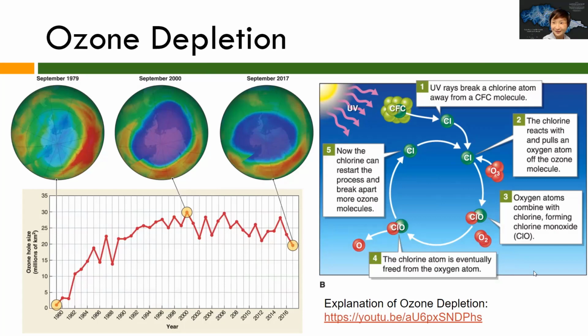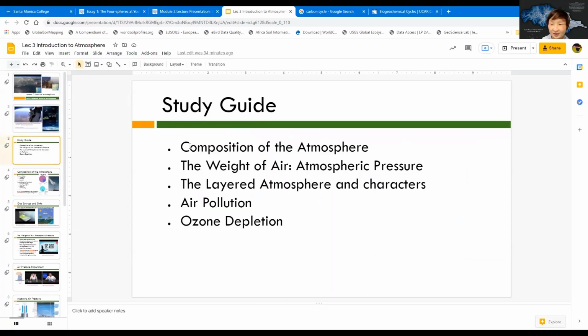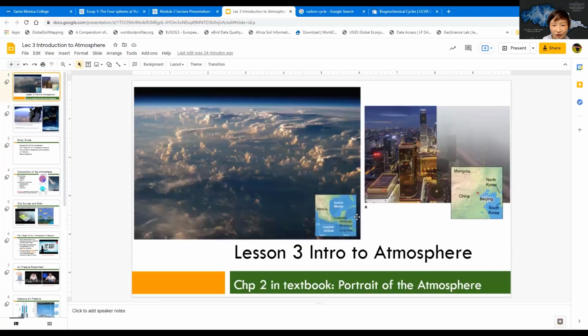I'm going to stop here and let me summarize this chapter. We are going to learn the composition, the weight of the air, pressure, how that changes, how you measure it, and the layers in the atmosphere and their characteristics, and air pollutants and ozone depletion. Make sure you read your chapter and the videos I posted on the study guide.